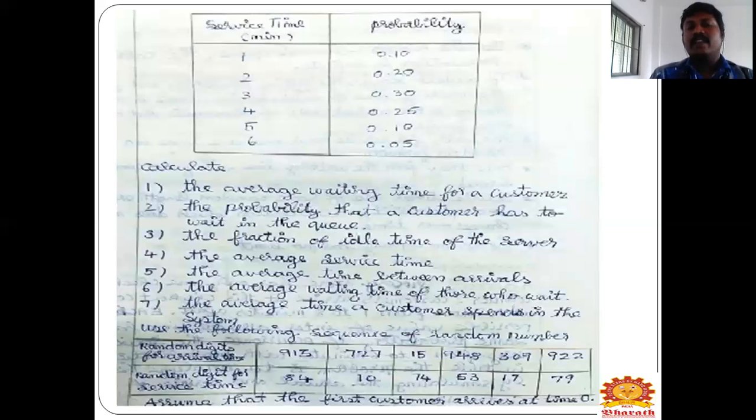Here you are given a sequence of random digits for arrival time and service time also. Here we have 6 random digits, and assume that the first customer arrived at time 0. They are saying to assume that the first customer's arrival time is 0.